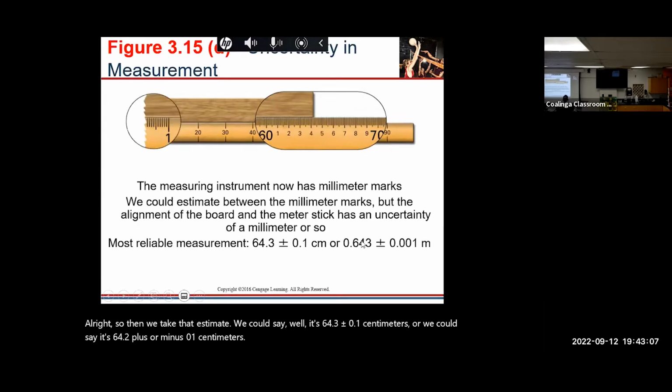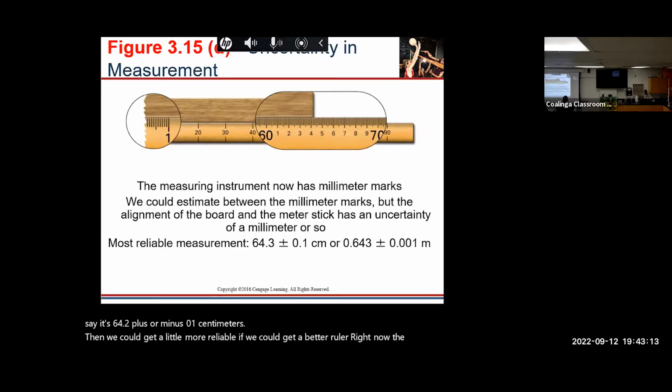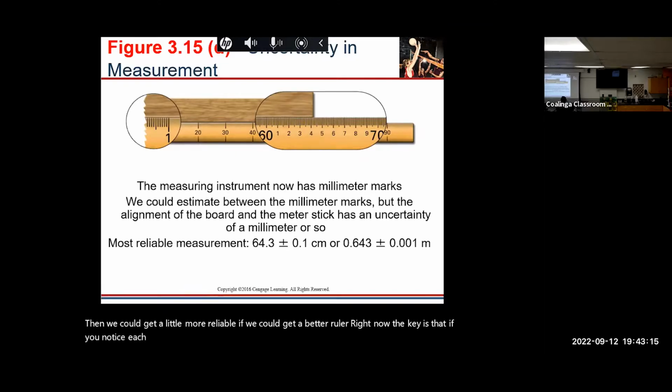Okay. Then we could get a little more reliable if we could get a better ruler, right? Now, the key is that each of the instruments that we're getting is better, because in the very beginning we couldn't see anything. Now we have all of these lines, and so we can get more and more accurate about how long that piece of wood is.